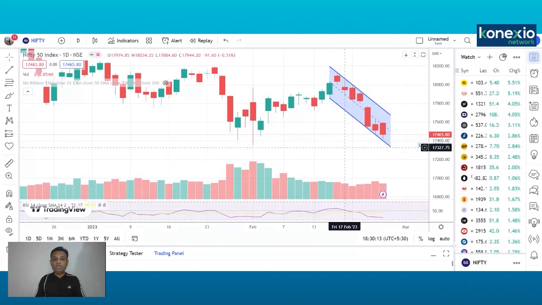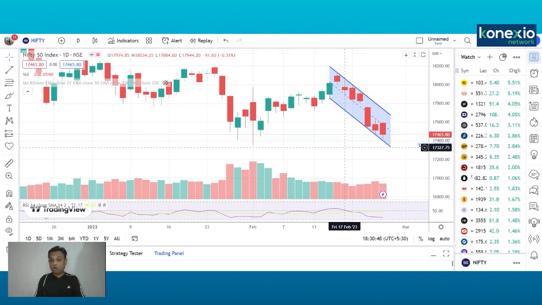Now, if we look at the Fibonacci numbers, they are found this way: 1 plus 2 is equal to 3, 3 plus 2 is 5, and 5 plus 3 is equal to 8. This is the way we come to the Fibonacci numbers. Now, Friday was the seventh day of the fall, and the eighth day is a Fibonacci number. Fibonacci numbers are very important in technical analysis. So it is just a theory.